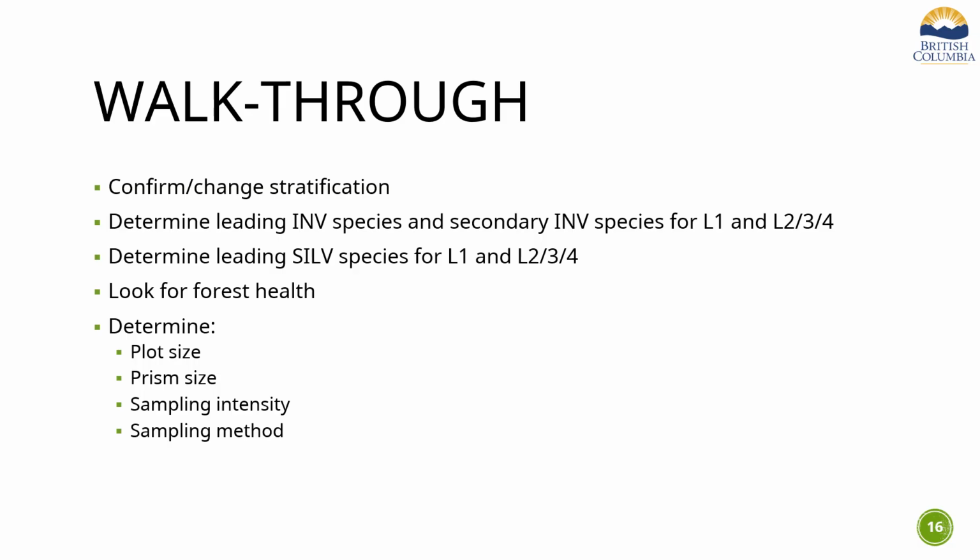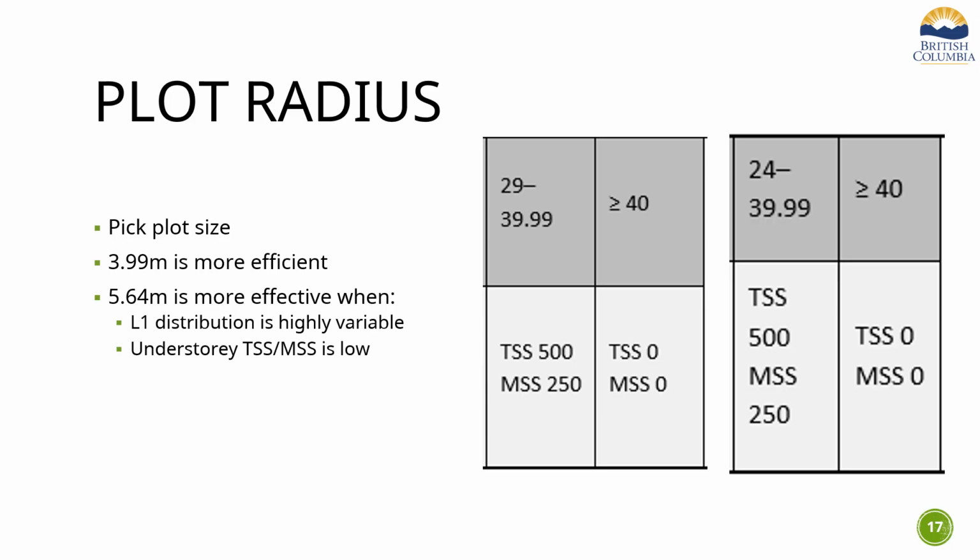During the walkthrough, you're also going to figure out your prism size, your plot size, your sampling intensity and sampling method, and I'll go into a bit of detail on these. For plot size, you don't want to just default to a 3.99 meter radius plot cord. Obviously, it's faster than doing a larger plot, but it might not be appropriate if you're going to have a low density of understory crop trees. This is likely to happen at higher crop basal area levels. So for cedar hemlock, above 29 meters square per hectare, and for fir stands, that'd be happening above 24 meters square per hectare. Though of course, you can use a 5.64 below these thresholds too.